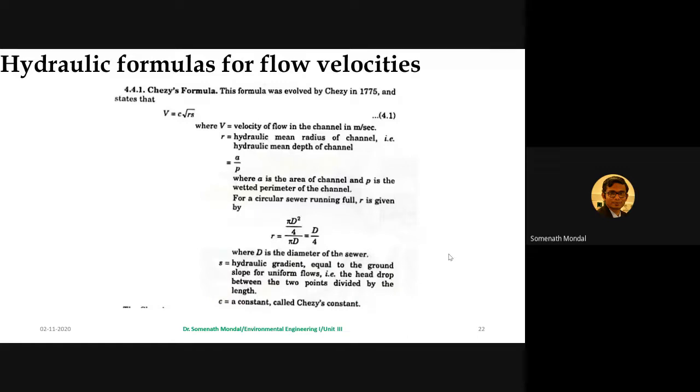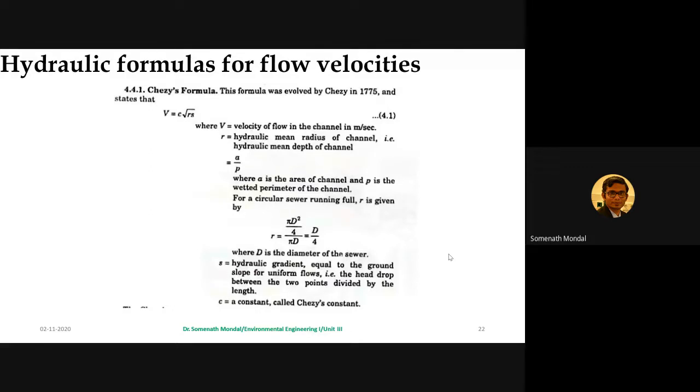There are various empirical formulas which have been suggested for determining the gradients necessary to obtain design velocities of flow in sewers or drains, wherever you can assume it as an open channel. You can apply the formula which we are going to discuss now. Among the different proposed empirical formulas, Chezy's formula is the most adopted and most popular one, I would say.